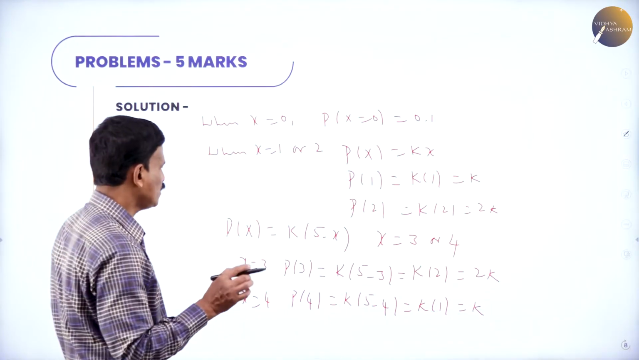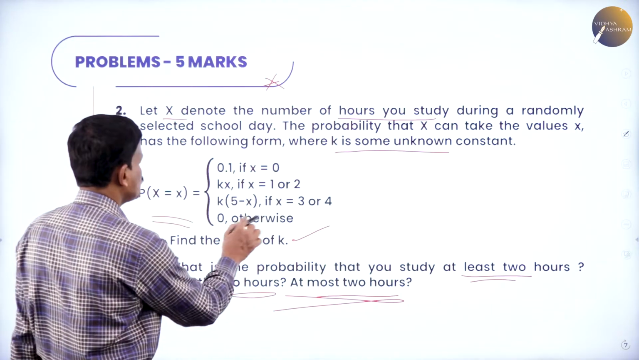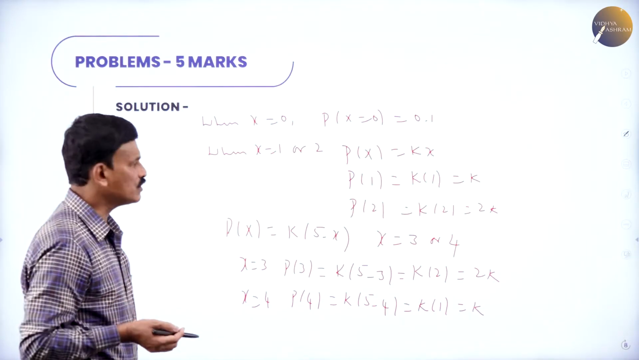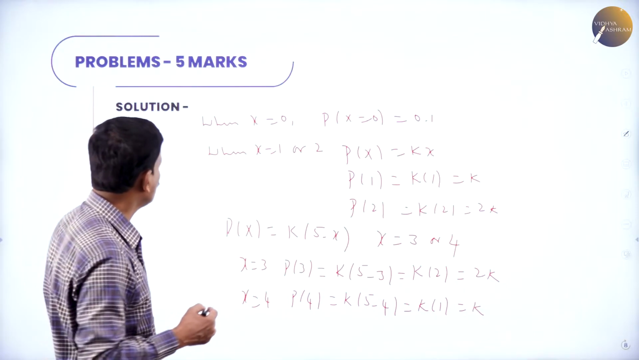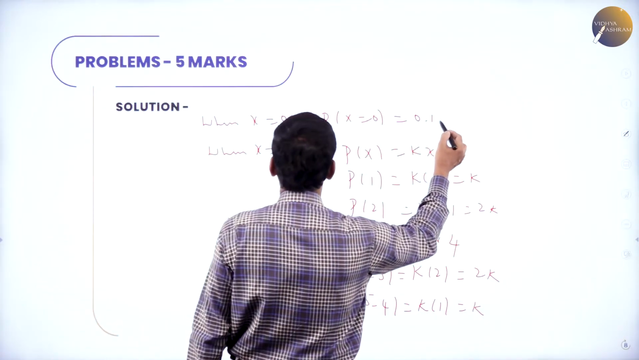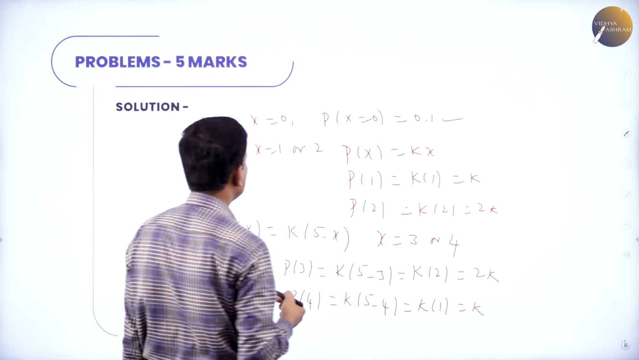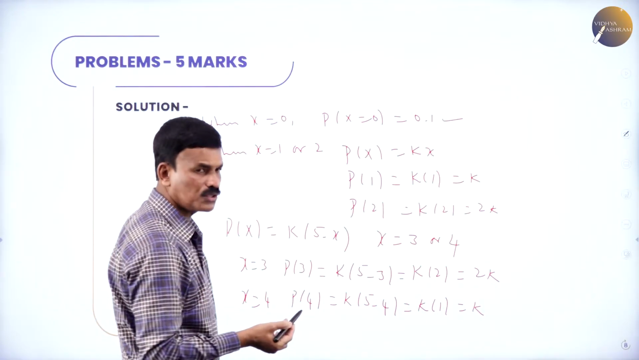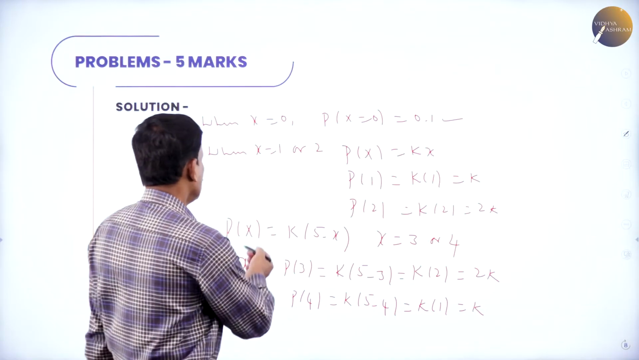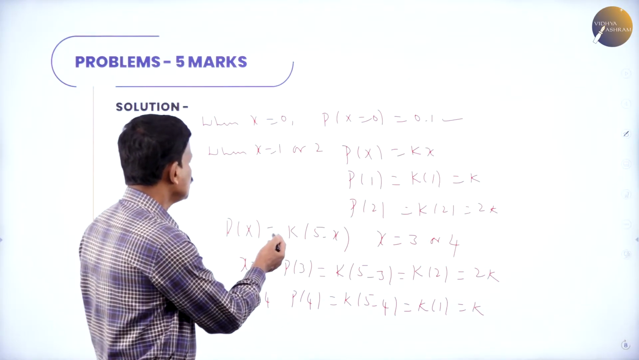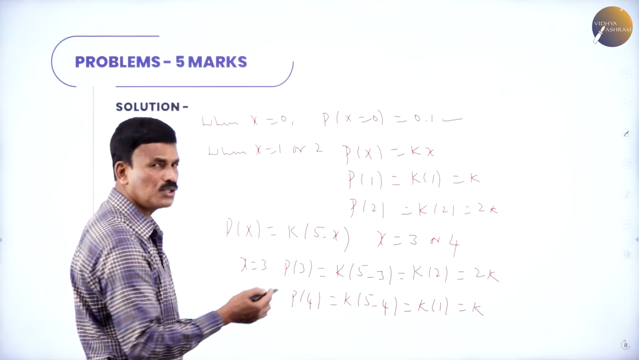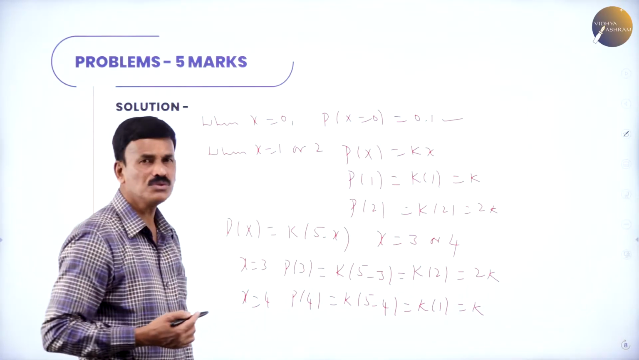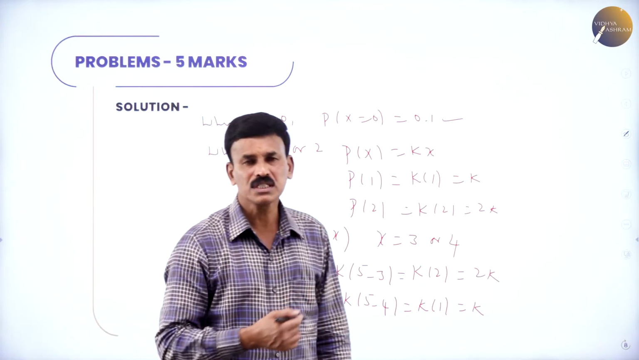Okay. And what is the last condition given? 0 otherwise. It is not required. So therefore, when x is equal to 0, P(x) is 0.1. When x is equal to 1, P(x) is k, and when x is equal to 2, P(2) is 2k. When x is equal to 3 or 4, P(3) is 2k and P(4) is equal to k. These are the given conditions.